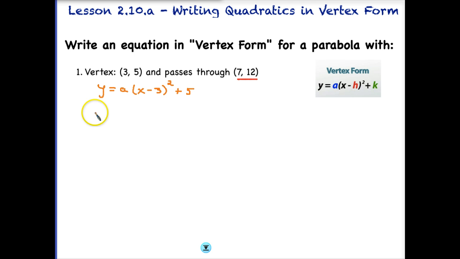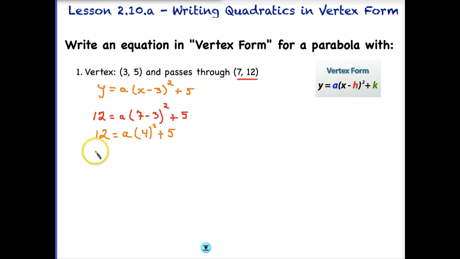So I'm going to replace the y with the 12. I still don't know a. That's what I'm trying to find. And I can replace the x with the 7 minus 3 squared plus 5. So what I need to do now is simplify all this in order to solve for a. So I'm going to do my parentheses first. Be very careful of your order of operations. I have a on the outside. I can do 7 minus 3, which is 4. I'm doing that first before I do anything else.